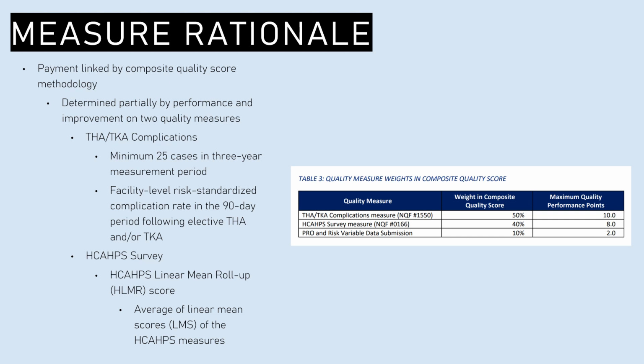HCAHPS survey measures are averaged, and that average becomes their HCAHPS linear mean roll-up score, or HLMR score. The HLMR is then given a weight of 40% in the composite quality score. Each of the HCAHPS measures analyzed in this case study are given a 0.5 weight.